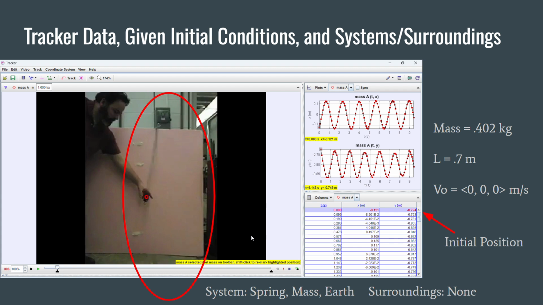So our system is the spring, mass, and the earth, and we have no surroundings. So when this mass is dropped, it's going to begin to oscillate back and forth. And we see our initial position right here, which we'll use in the model. The mass is 0.402 kilograms, and the initial length is 0.7 meters. And then there's no initial velocity, it is dropped from rest.